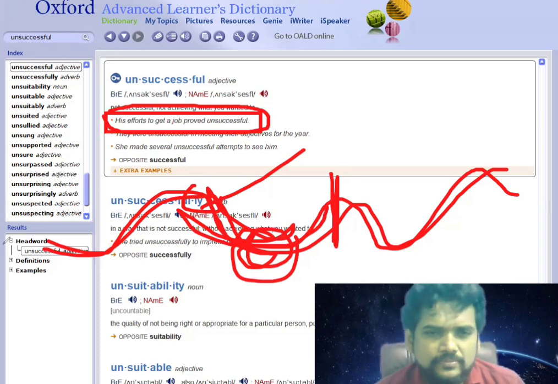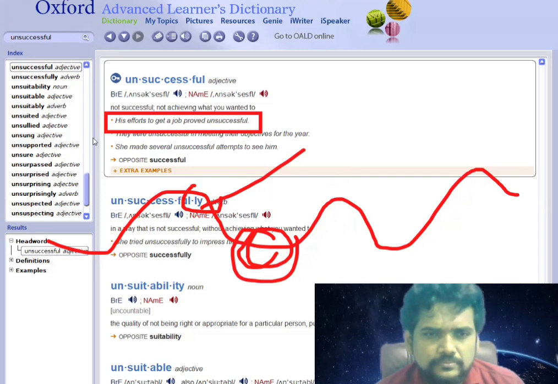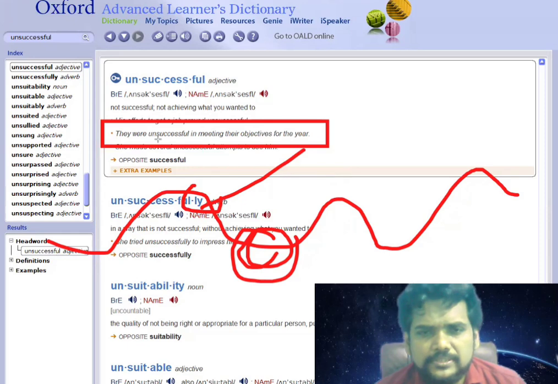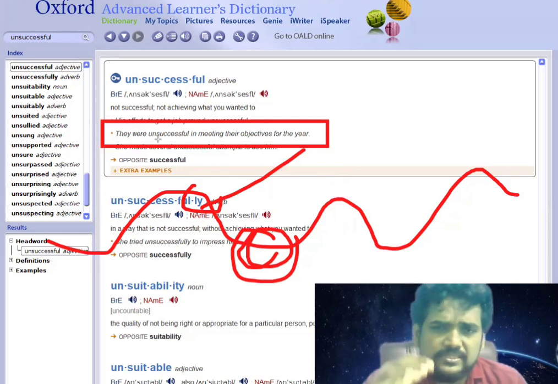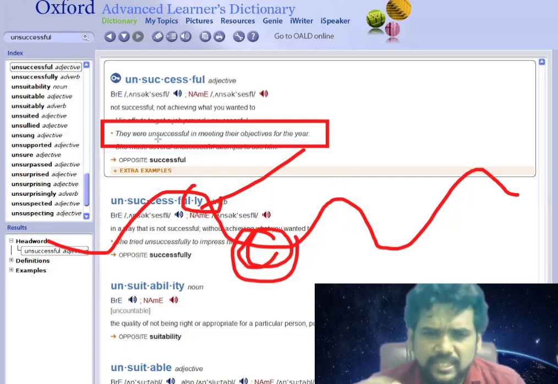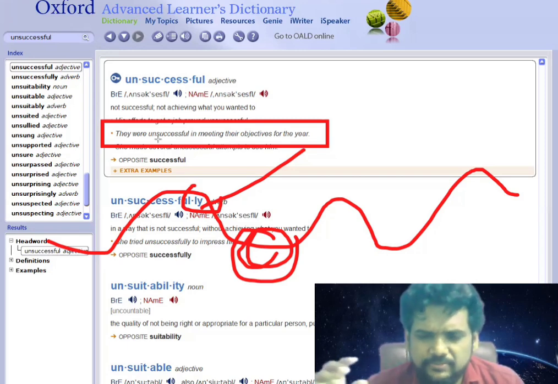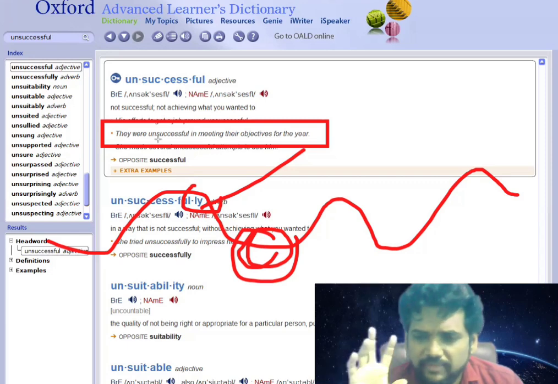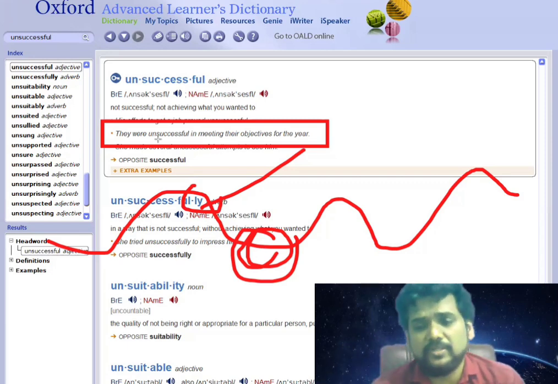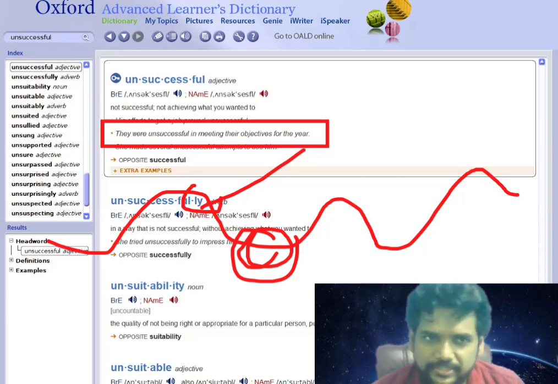Let's see another example. They were unsuccessful. They were unsuccessful in meeting their objectives. They were unsuccessful in meeting. They were unsuccessful. We can hear only the stress part. So that's the danger in this.